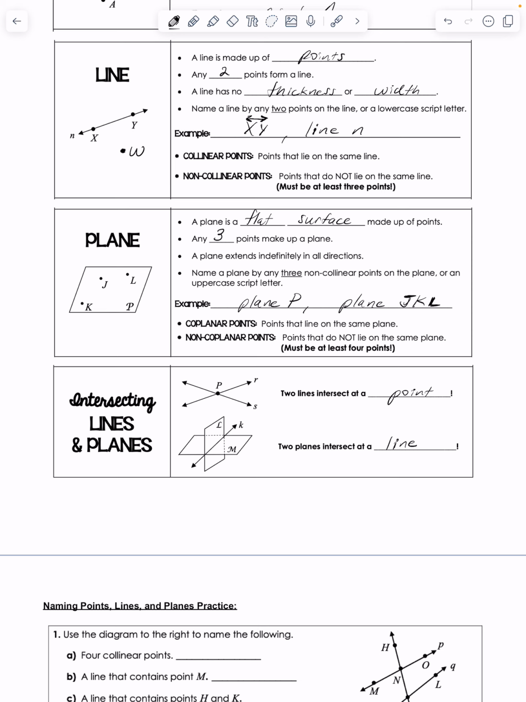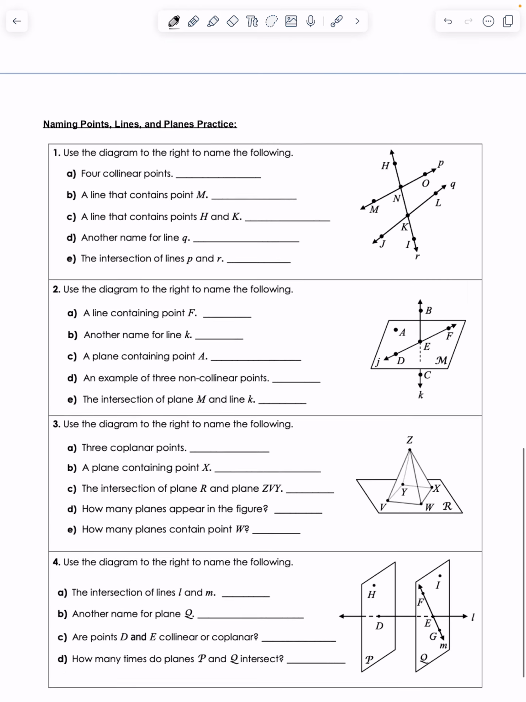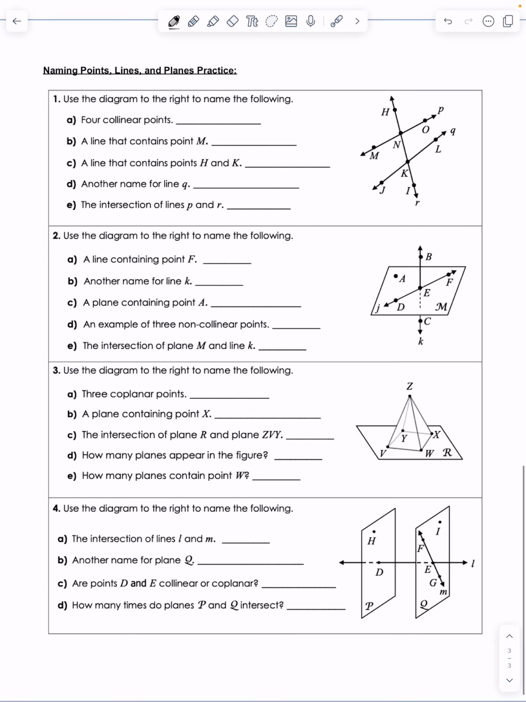Okay, so let's use some of this information to answer some practice questions together. The first one is asking us to use this diagram to find 4 collinear points. That'd be 4 points that are all on the same line. And I see points H, N, K, and I are 4 points that are all on the same line. A line that contains point M, here is point M, right here, looks like it is line P.